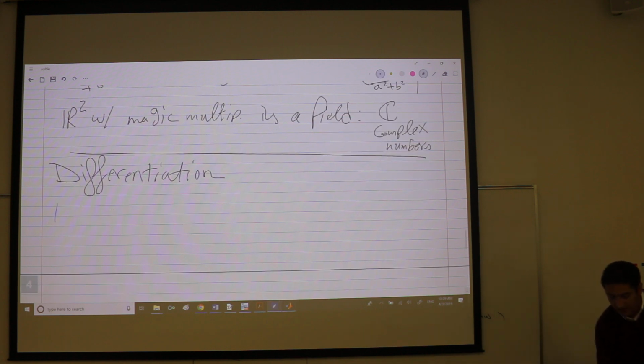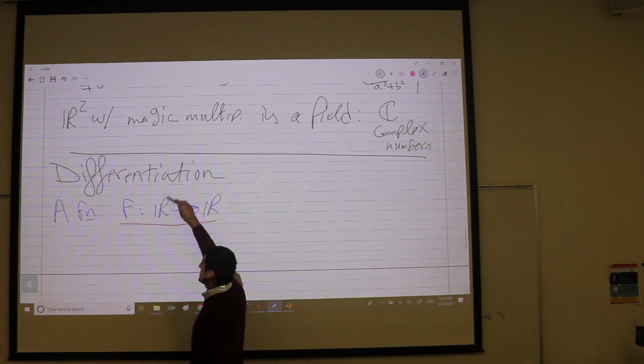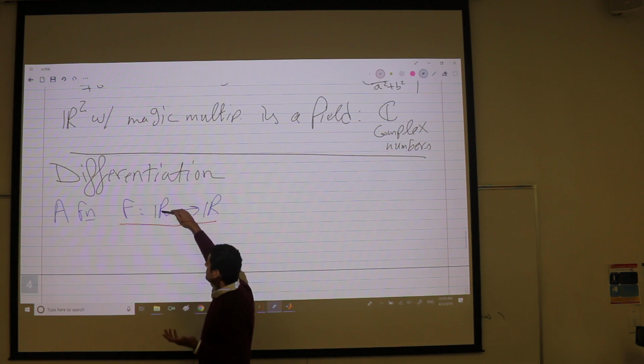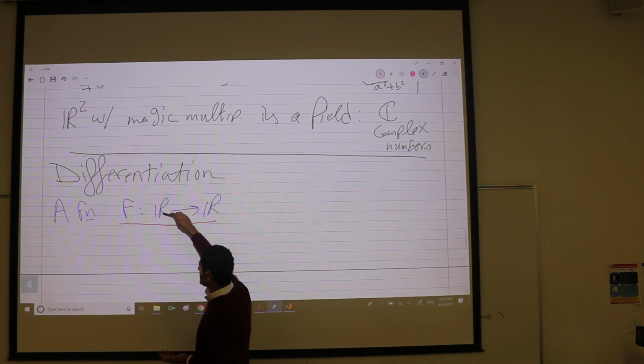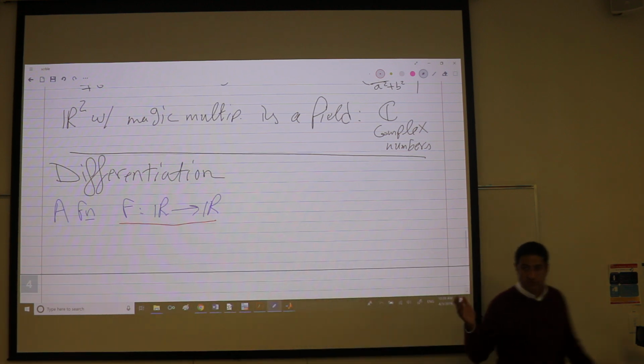You guys know that a function f from R to R, I did not define this in this course yet, so anybody has an issue with this, there's no shame. This means a function that takes an element in R, just a number, and gives you back an element in R. This is the input space, this is the output space. So it's like all the functions that we know, sine, cosine, anything.